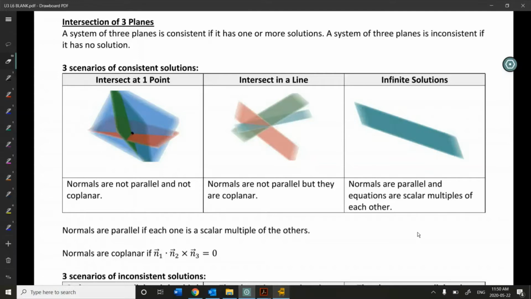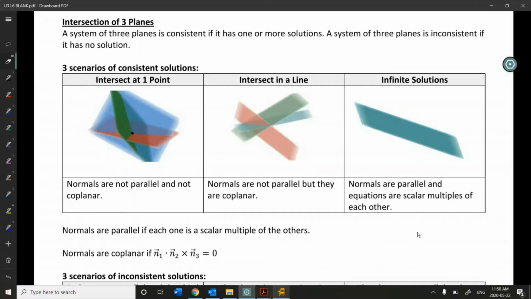So if they intersect in a point, in a line, or with infinite solutions. And we call a system inconsistent if it has no solution. So this is true for three planes and two planes. So here are the scenarios for consistent solutions, meaning we have either a point, a line, or infinite intersections.